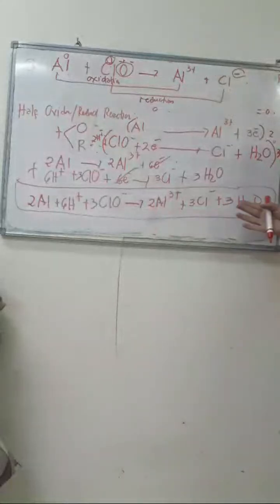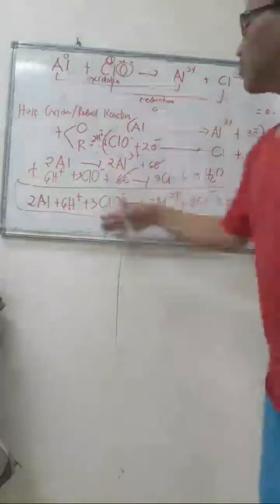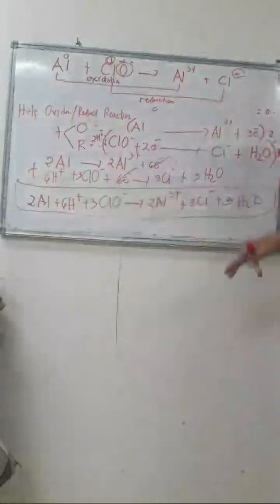Aluminum, 2 atoms, balanced. Hydrogen, 6, 2 times 3 is 6, balanced. Chlorine, 3, balanced. Oxygen, 3, balanced. So the atoms are perfectly balanced. How about the charges?